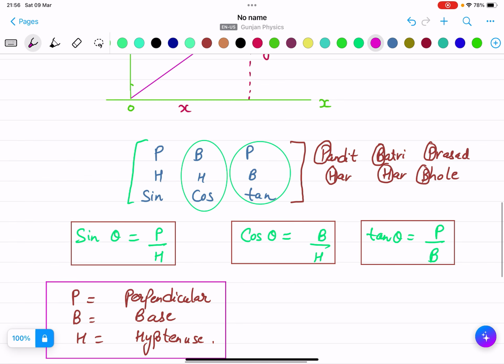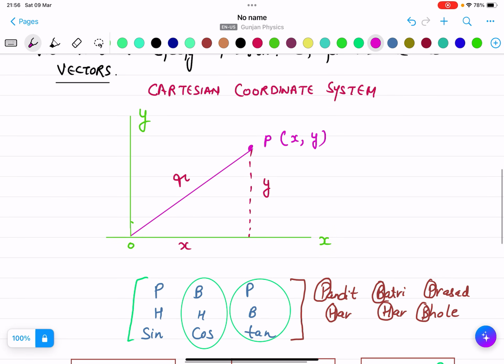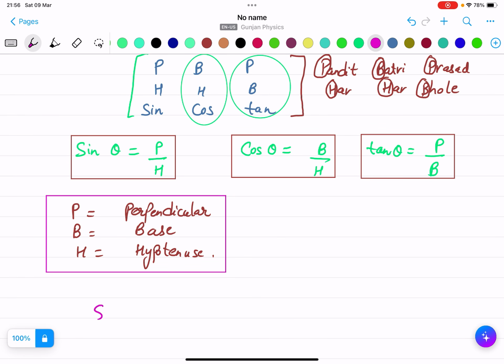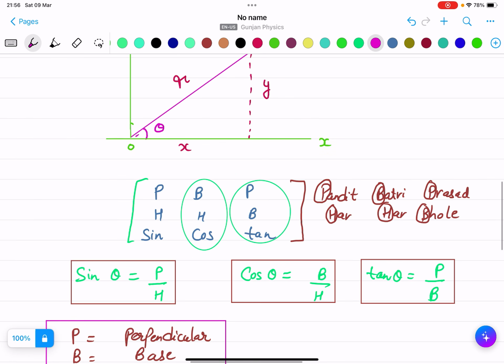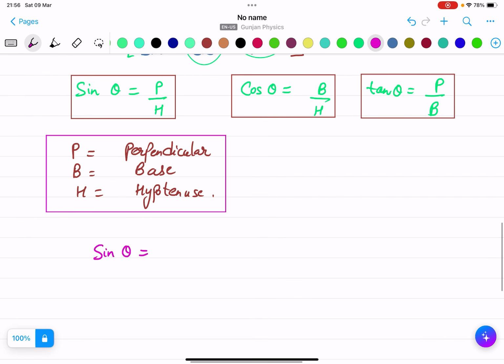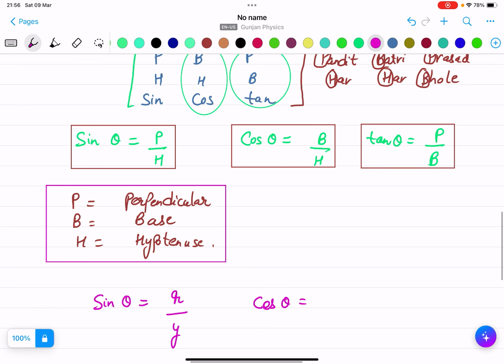So now just come back to this figure. This particle is making an angle theta here with the x-axis. Can I find out sine theta from this? Sine theta is perpendicular upon hypotenuse. Now can you see what is perpendicular here? Perpendicular is y and hypotenuse is r. So sine theta will be y upon r. Now what will be cos theta? Base upon hypotenuse.